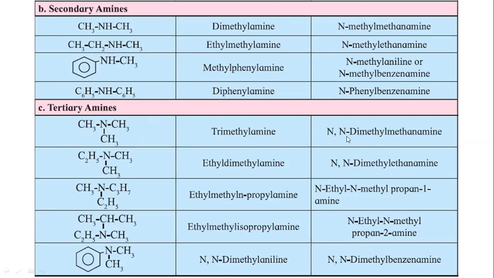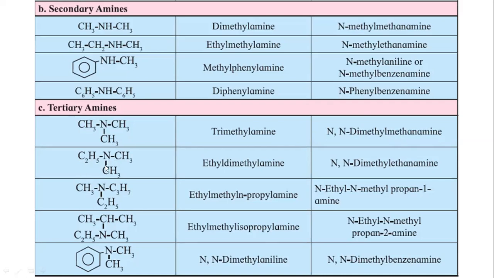Now come to the IUPAC name, 2 times N is attached, because see here, these 2 groups are attached, N,N-dimethyl. Why is it dimethyl? Because the 2 methyl groups are there, and this is considered as the parent, which is larger. But in this example, there is no question of larger because all the 3 alkyl groups are the same. So the name is N,N-dimethylmethanamine.